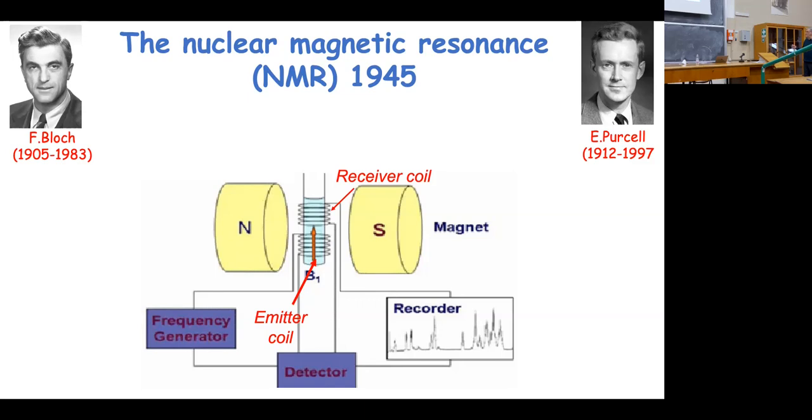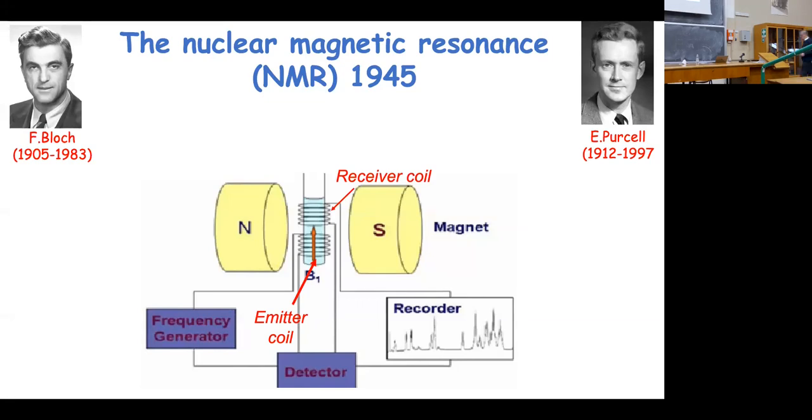So you can emit microwaves or radio frequencies which set the spins in motion. And you have a receiving coil, a coil which receives the signals which are emitted by the atoms, and then you can record this on a recorder which displays the response versus frequency. So this is the principle of nuclear magnetic resonance.